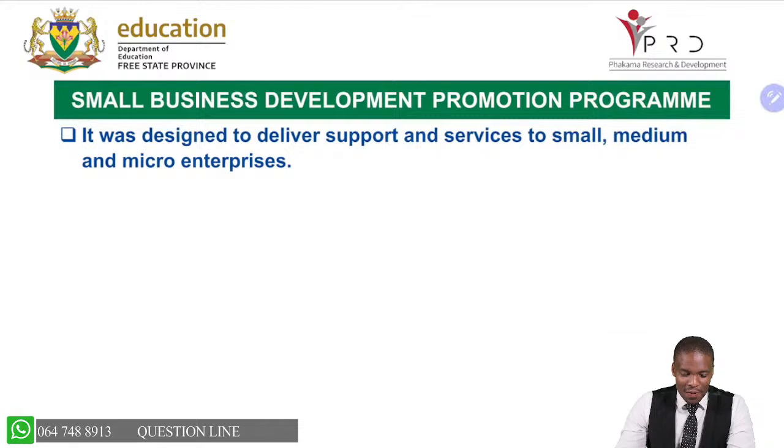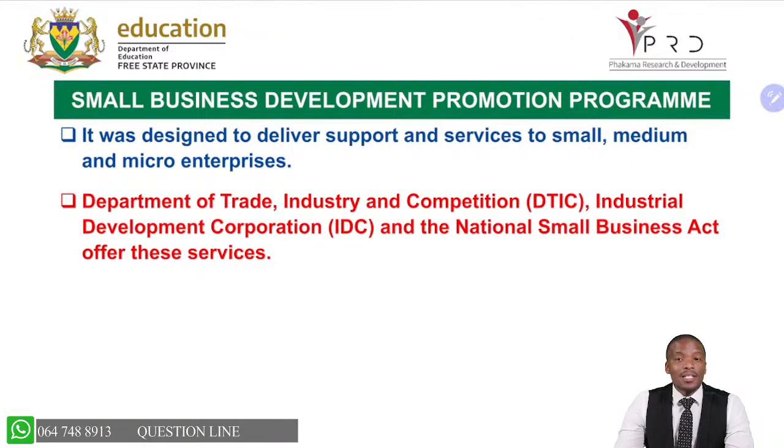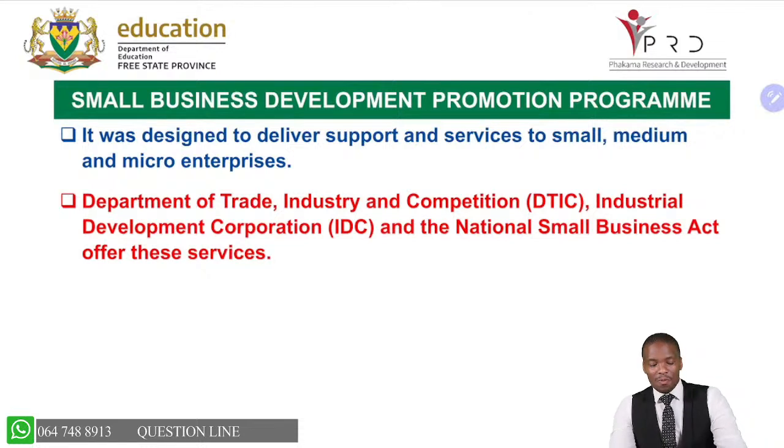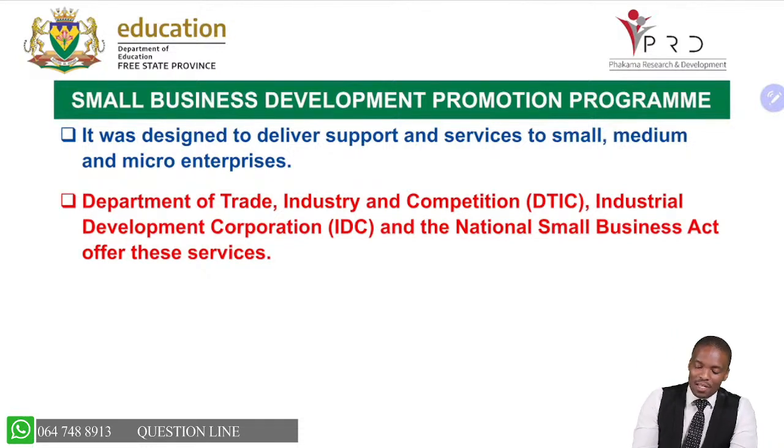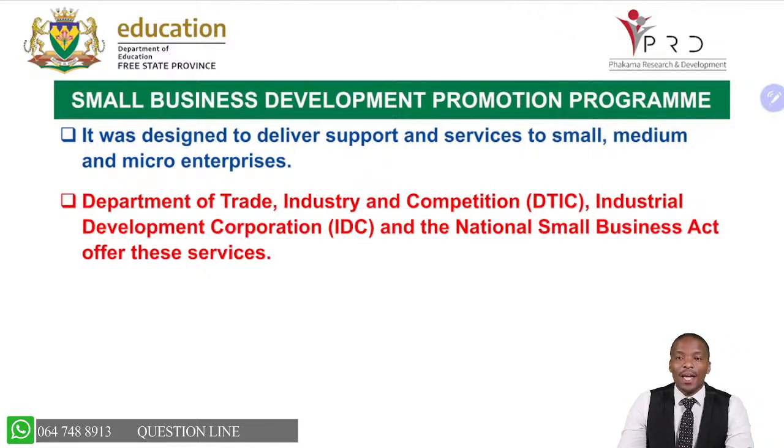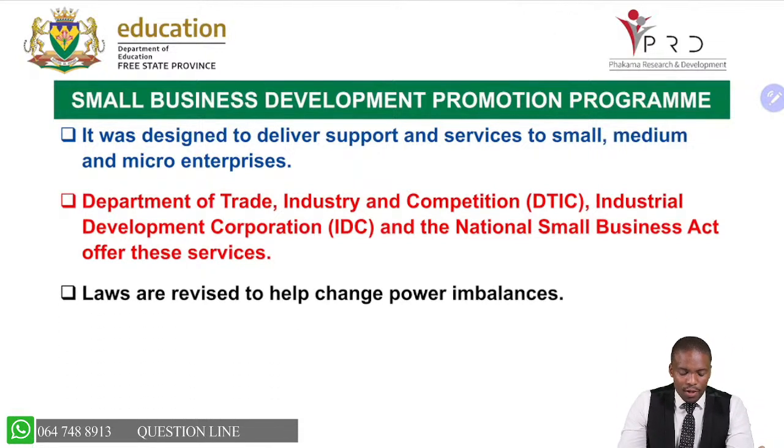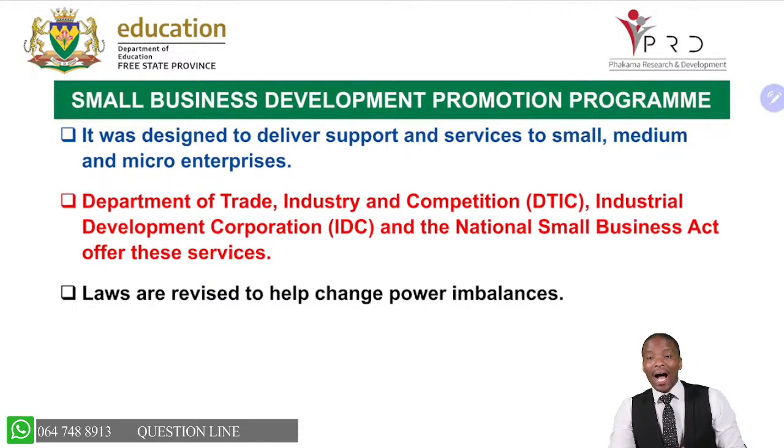Okay. So, Small Business Development Promotion Program. It was also designed to deliver support and services to small, medium, and micro enterprises. And the Department of Trade, Industry and Competition, also the Industrial Development Corporation, and the National Small Business Act, those are the departments that are responsible to offer services to small, micro, medium enterprises. Laws that are revised to help changes in terms of power imbalances, where blacks are more promoted to participate in the economy.